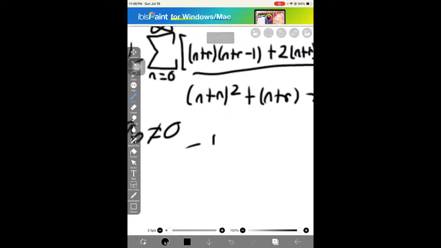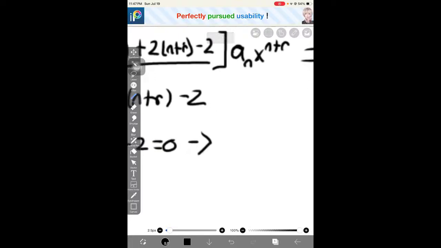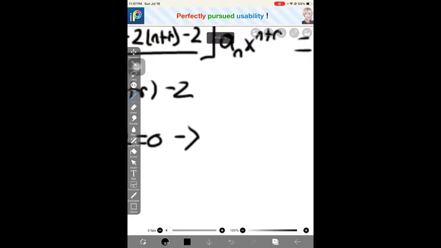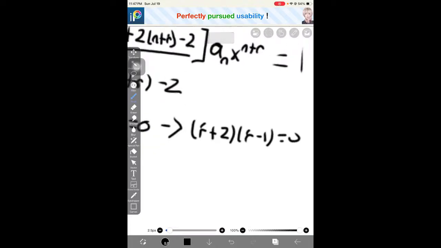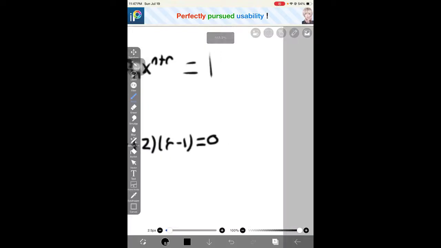So now we're going to focus on r squared plus r minus 2 equals 0. Let's factor this quadratic equation so I don't have to use the quadratic formula. No. r plus 2, r minus 1. Pretty simple factorization, and there we have it. We already have our 2 solutions. So either r is equal to 1, or r is equal to negative 2.